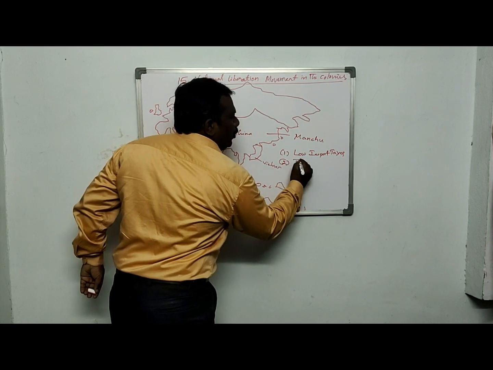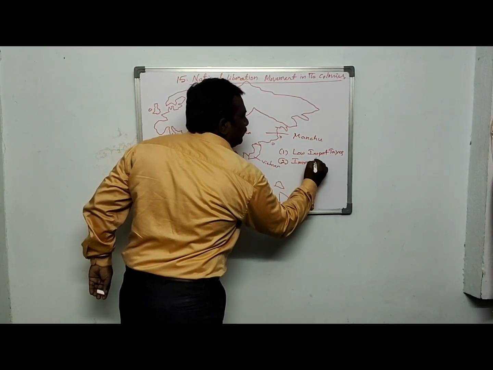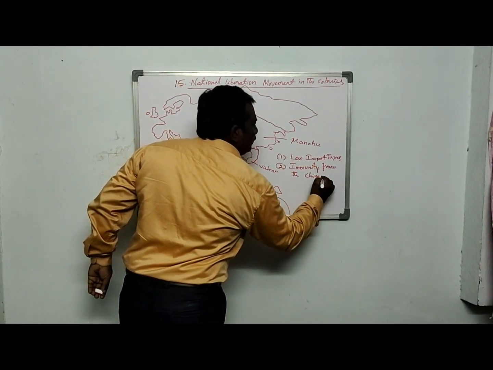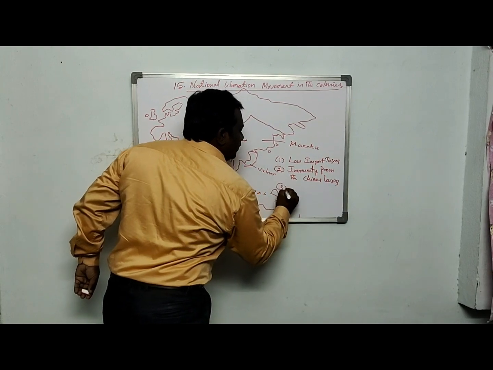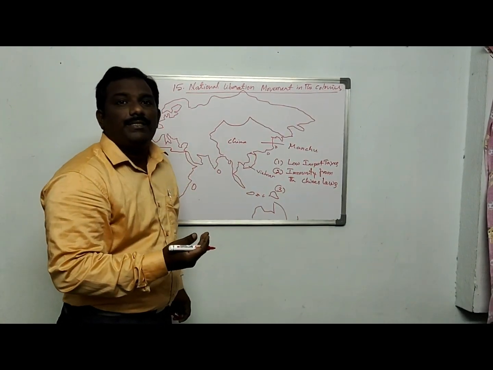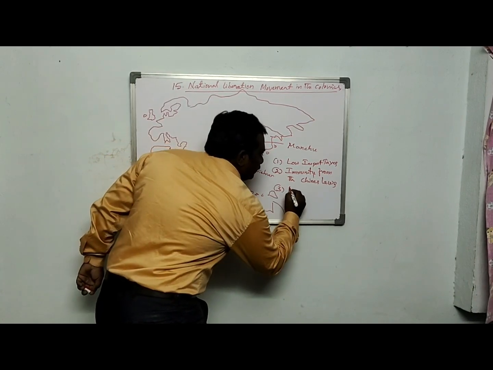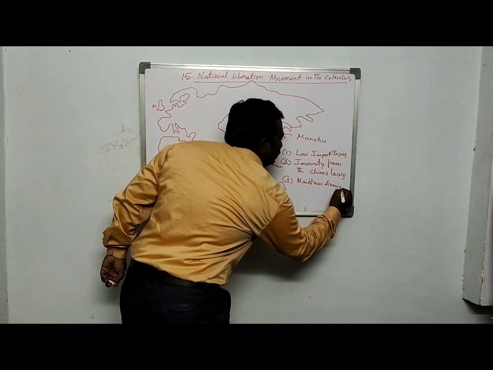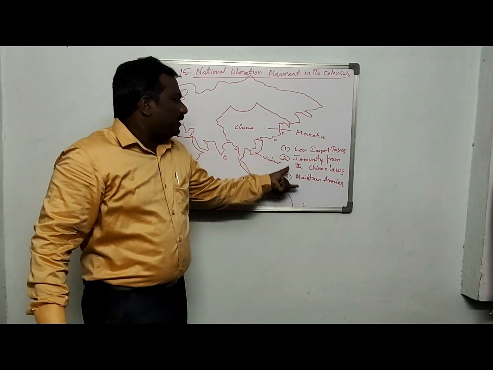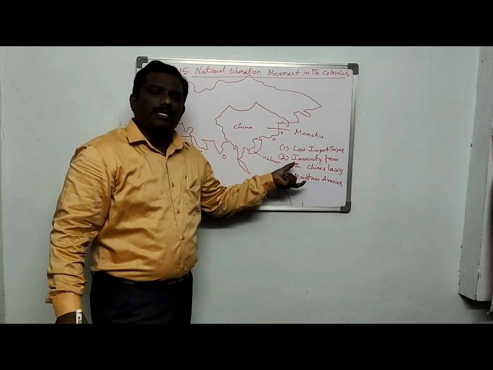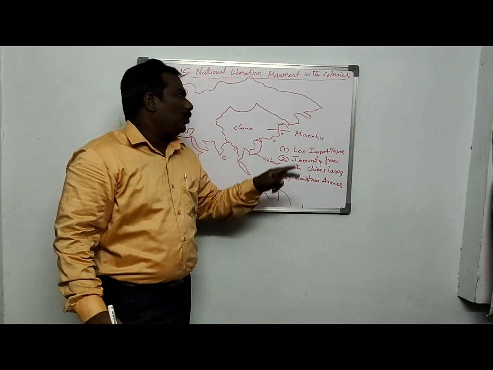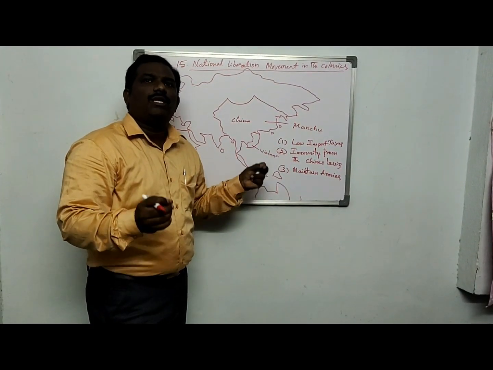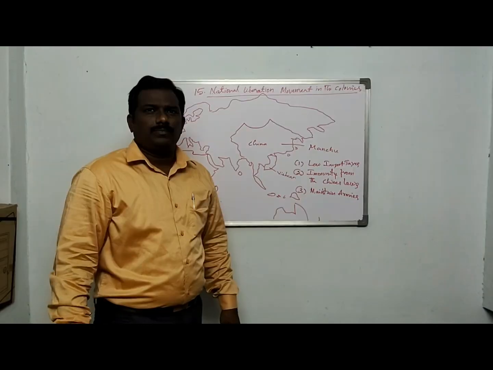Second one is immunity from Chinese laws. Third one is they wanted to maintain some armies. In China, these three political and economic concessions they expected from the Manchu dynasty. So both the Manchu dynasty and the people of China were unhappy towards the Western colonial powers.